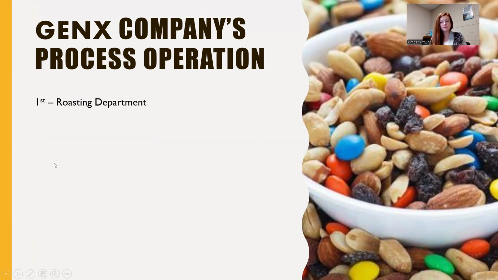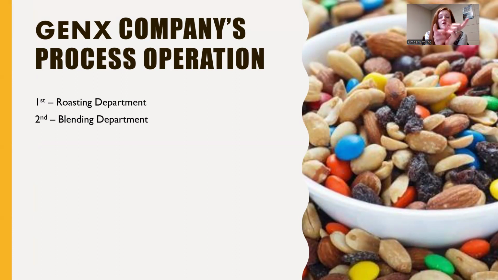They have 2 departments, the roasting department and the blending department. So they're going to roast all of these different nuts, and then they are going to blend it with raisins and M&Ms. Are you like me? Do you just pick out the M&Ms and maybe peanuts or cashews or something, and then just try to pick around the raisins and the nuts that you don't want? Okay, hopefully not. Maybe you're a better person than I am.